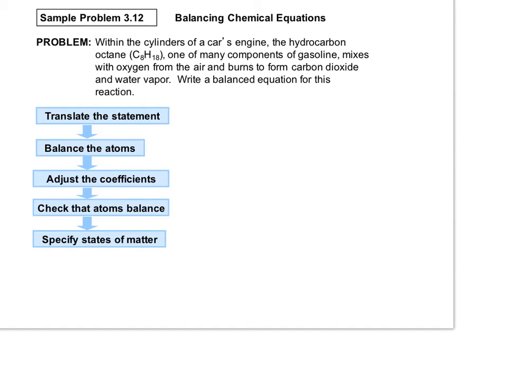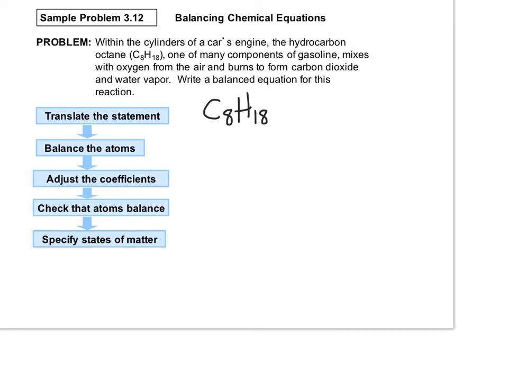I'm going to use the wording of the problem to clue me in on what my products and reactants are, because that's the first step. We have to identify what those things are in order to write a balanced equation. It says hydrocarbon octane mixes with oxygen from the air and burns to form. So those two things listed there are going to be my reactants. So I'm going to write those first.